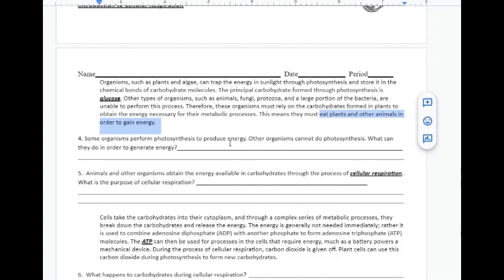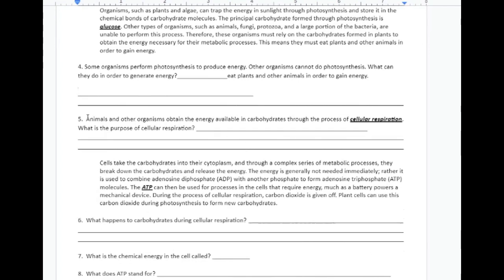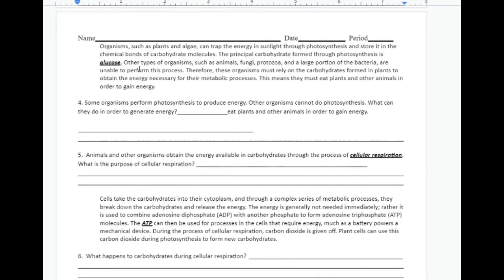Control C. Control V. Sometimes, like I said, just scan through this in your head, like real quick, or read the questions first and then go back over and read it, because then you can go quicker. All right, animals and other organisms obtain the energy available in carbohydrates through the process of cellular respiration. What is the purpose of cellular respiration? What is the purpose? Okay, it's to break down glucose into energy and release carbon dioxide.